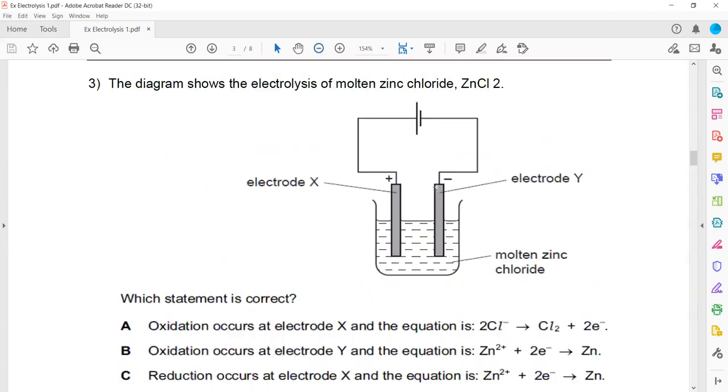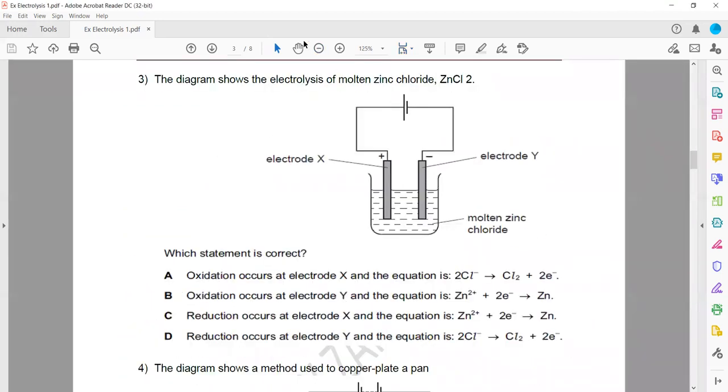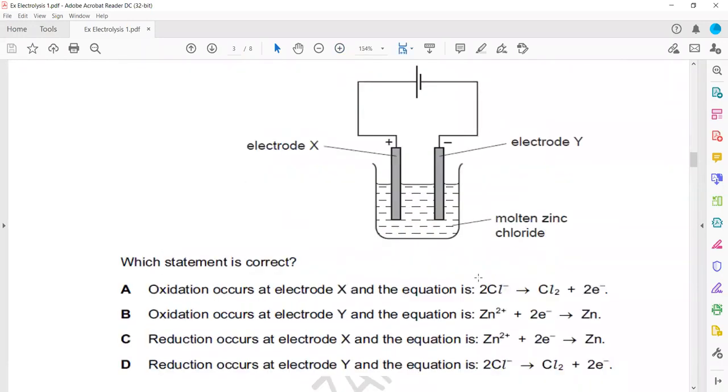The diagram shows the electrolysis of molten zinc chloride. So when we have a molten compound, it means it does not have any water molecule. So the ions which are present here are zinc ion and chloride ion only. Zinc ions are attracted towards electrode Y and turn into zinc atom, which will stick. And chloride ion is attracted towards electrode X.